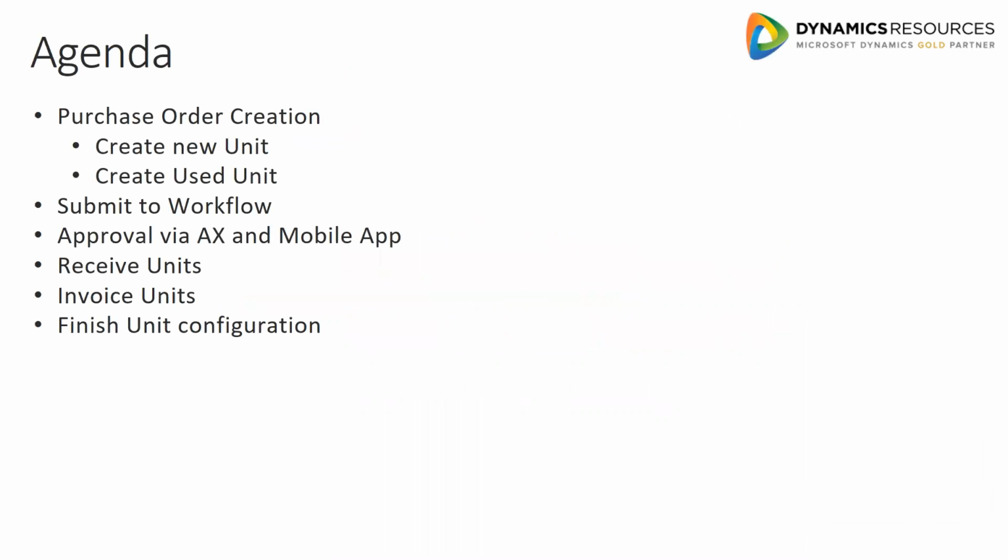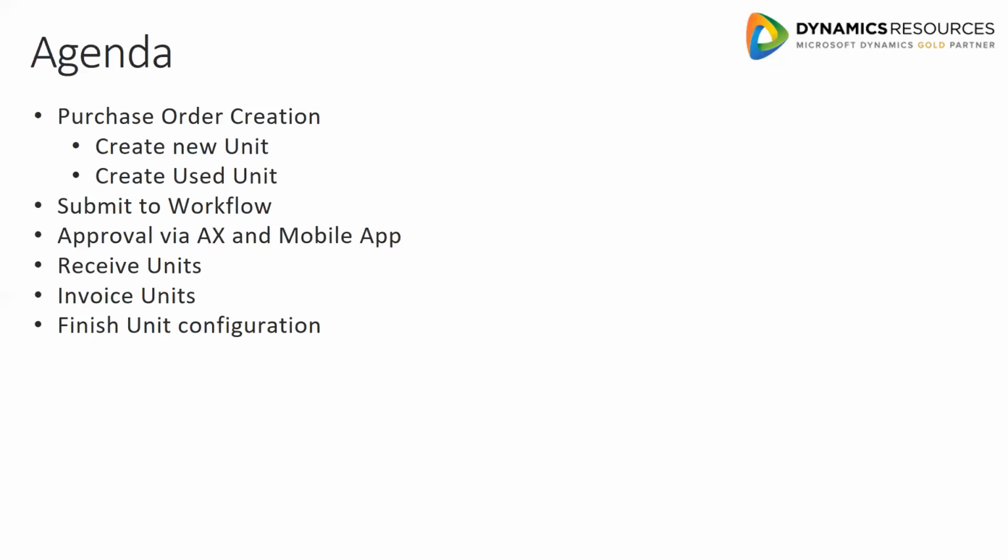Going really quick over the agenda, we're going to be talking a little bit about the purchase order creation, how to do that for new units, how to do that for used units. We're going to submit that to workflow. We're going to do the approval via AX and the mobile app, and we will be receiving those units in the system, invoicing the purchase order, and also we're going to be seeing how to finish the configuration of a particular unit.